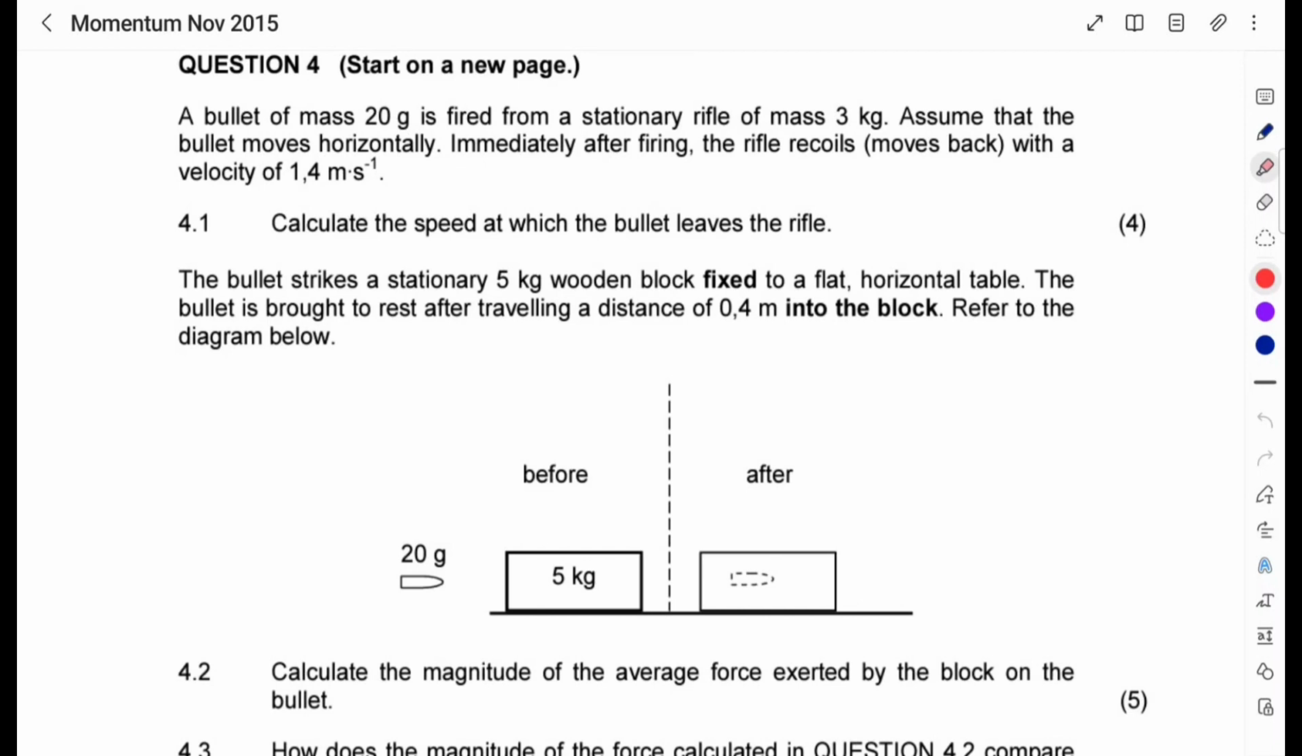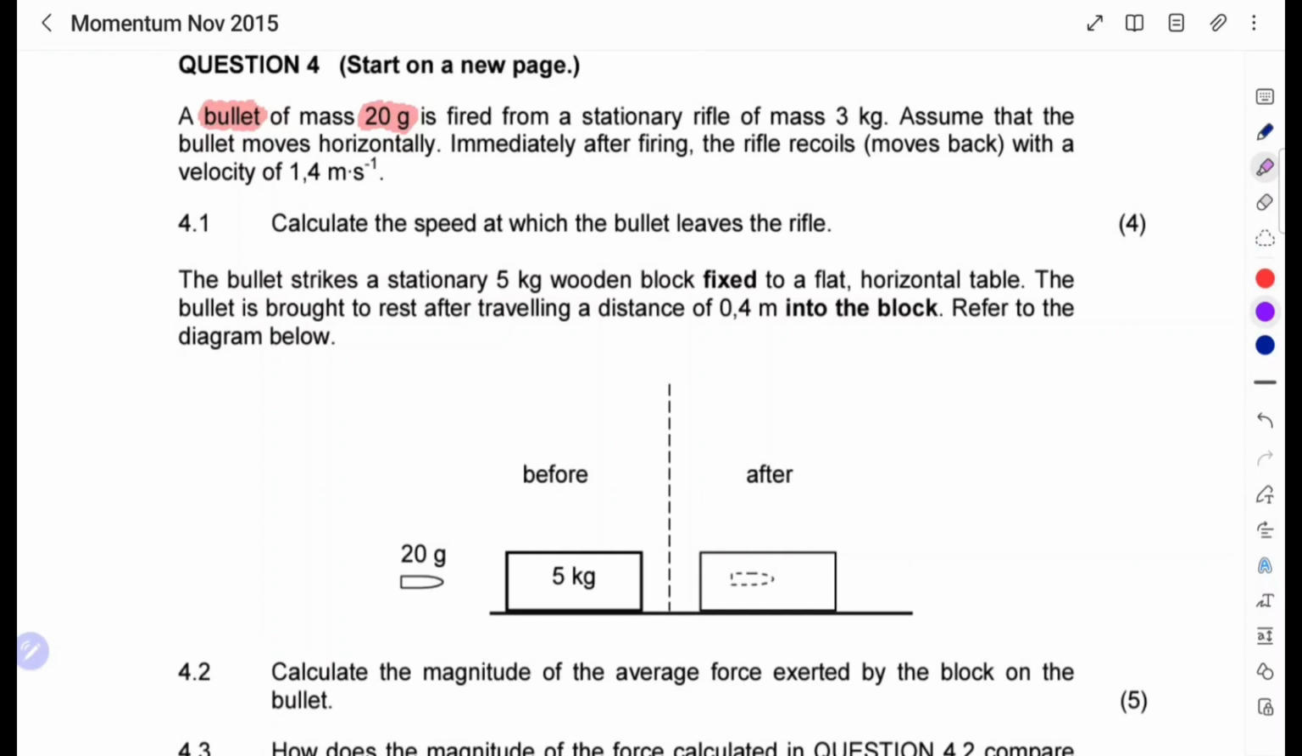Now, before we attempt this question, let's highlight the important values. I'll highlight all the bullet related values in red and all the rifle related values in purple so that we can differentiate between the two. Now keep in mind the mass of the bullet is not in its SI unit. It is in grams. It's supposed to be converted to kgs. In order to go from grams to kgs, we divide by 1,000.